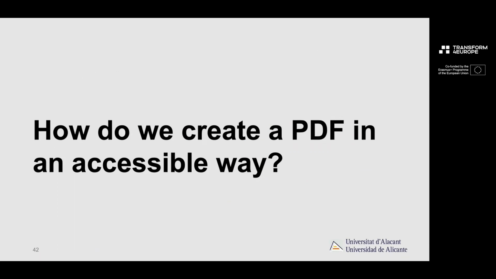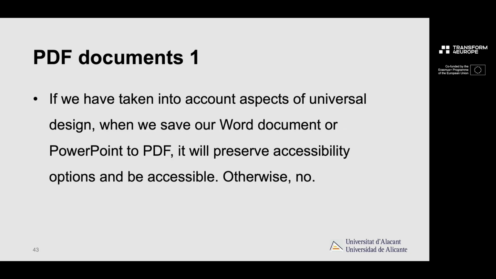How do we create a PDF document in an accessible way? The easiest way to generate an accessible PDF document is to save our work done in Word. If we have taken into account the accessibility requirements seen previously, our document will also be accessible in PDF. On the contrary, if our Word document does not contain a structure, no title, no alternative text in images, etc., the resulting PDF document will not be accessible either.